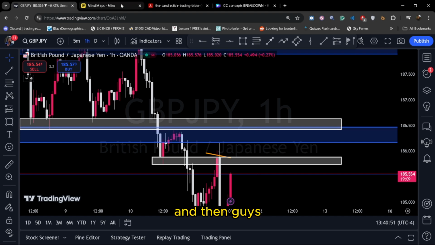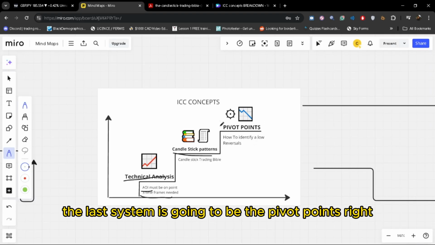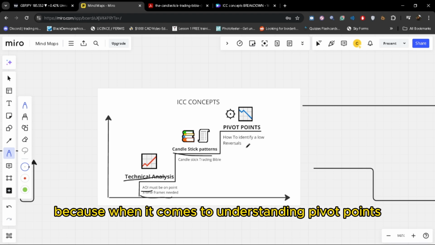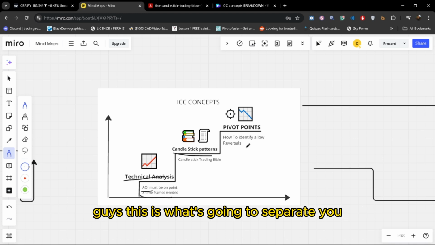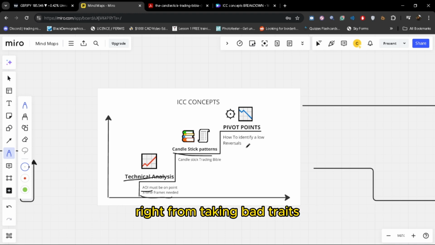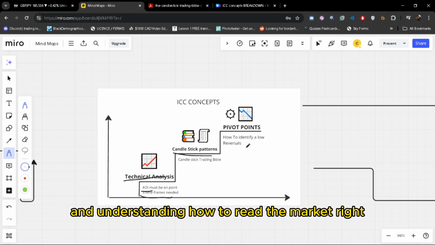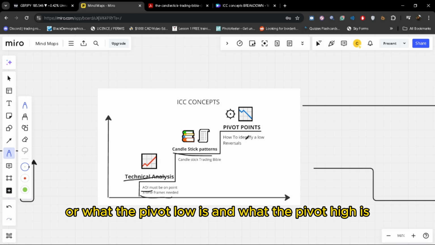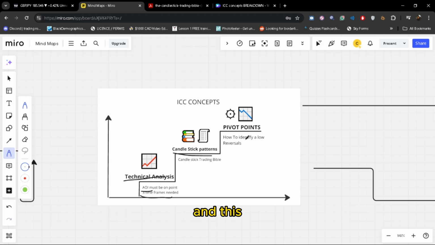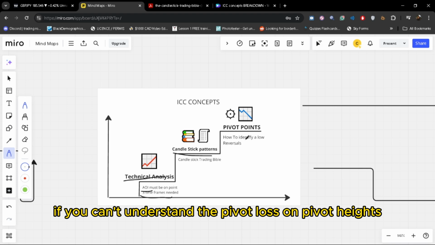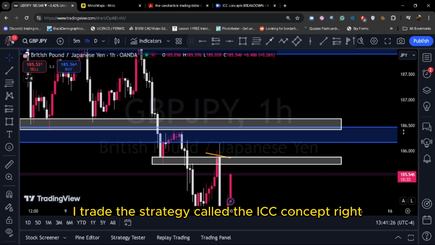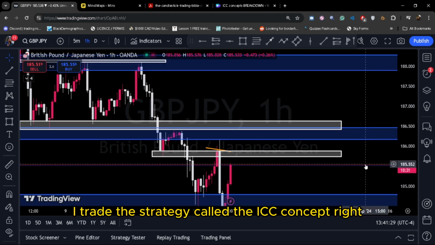And then guys, the last system is going to be the pivot points. This, I would say, is the most important part, because when it comes to understanding pivot points, guys, this is what's going to separate you from taking bad trades and help you understand how to read the market. This pivot point helps you identify what the low is and what the high is, or what the pivot low is and what the pivot high is. If you can understand the pivot lows and pivot highs, it can help you know when a reversal happens. So like you guys know, I trade the strategy called the ICC concept.